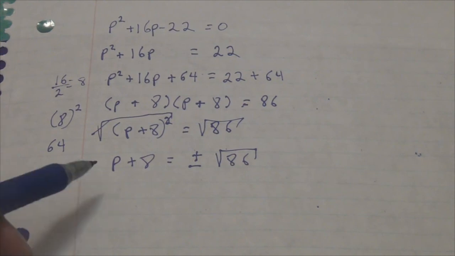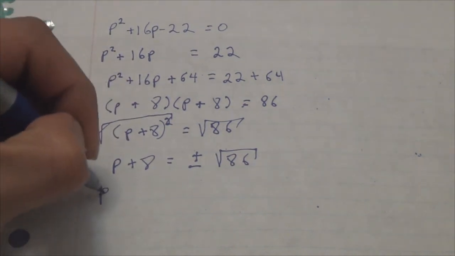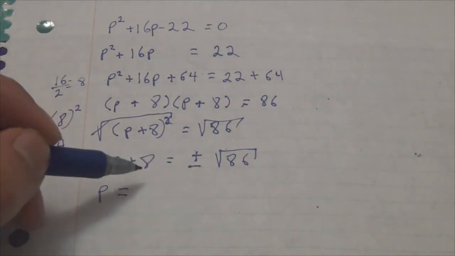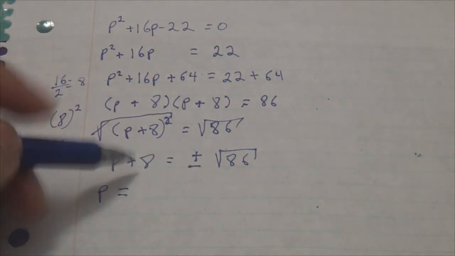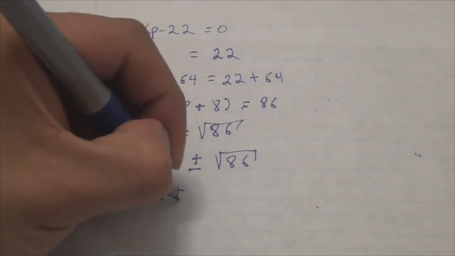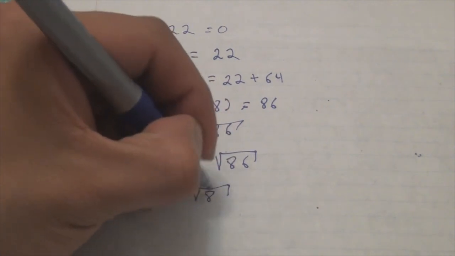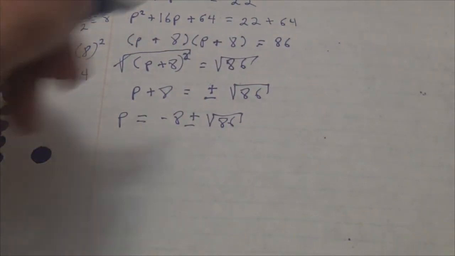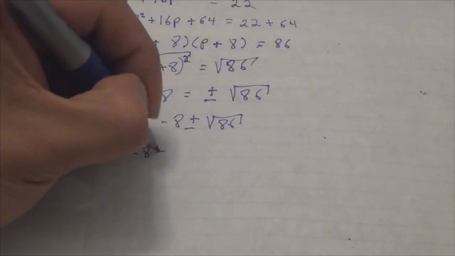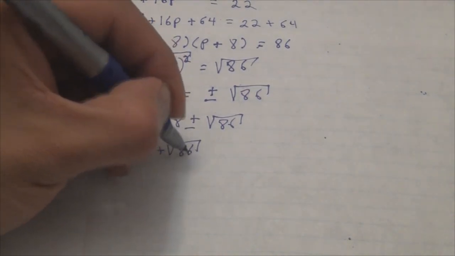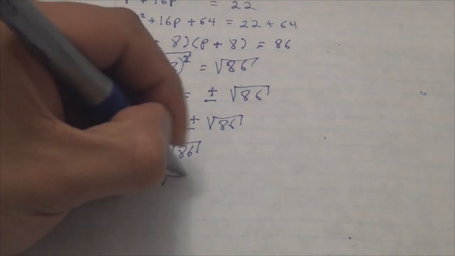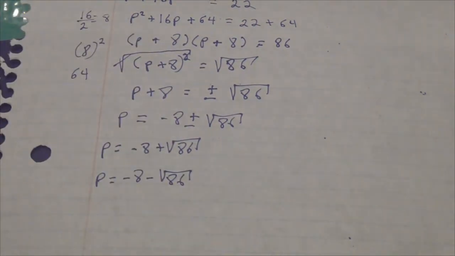The last step is to solve for the variable. So p equals, what am I going to do here? I'm going to subtract 8 from both sides. By subtracting 8, I cancel this out. And on the other side, I get negative 8 plus or minus the square root of 86. Your roots, your solutions, are going to look like this: negative 8 plus the square root of 86, and also p is going to be negative 8 minus radical 86, or the square root of 86.